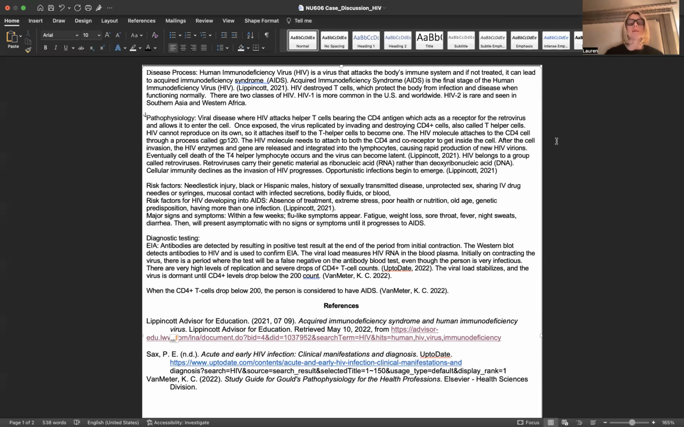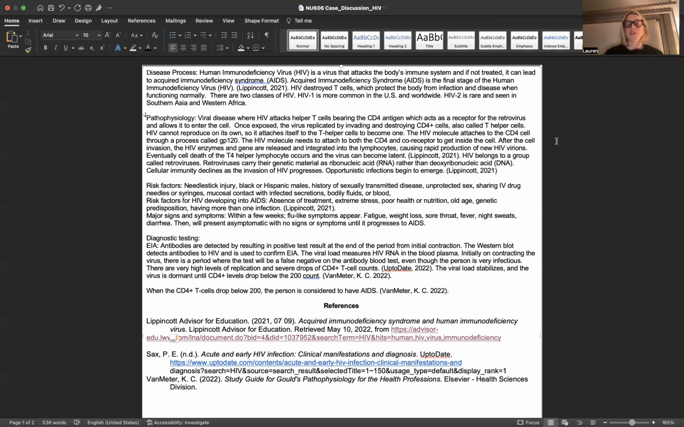There are two classes of HIV: HIV-1, which is more common in the US and worldwide, and HIV-2, which is more rare and seen in Southern Asia and areas of Western Africa.